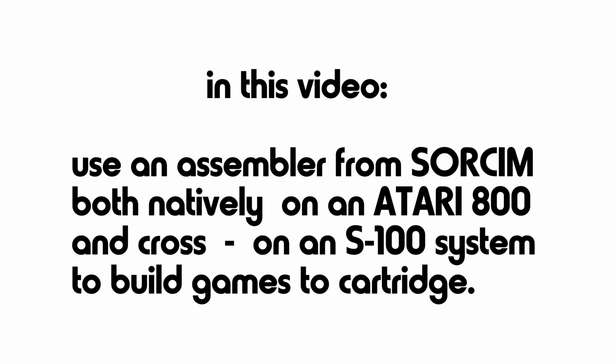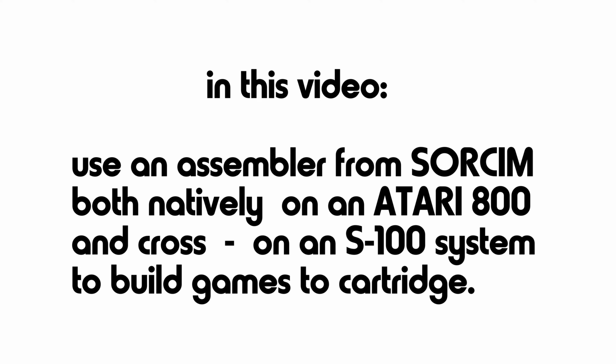So in this video, I'm going to use an assembler from a software consultancy called Sorcim. They made a whole bunch of different bits of software for a whole bunch of different microcomputers. But in our case, they created the assembler that Atari licensed as Atari Macro Assembler and sold as the ACT cross assembler. AMAC will be running on an Atari computer with Atari DOS, and the ACT65 cross assembler will be running on an S100 system running CP/M.